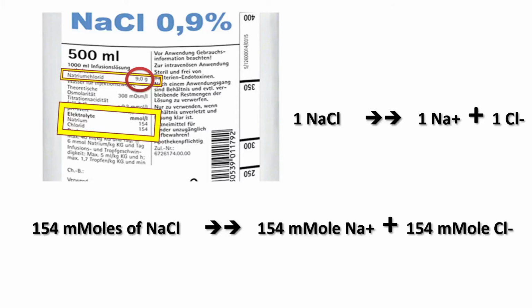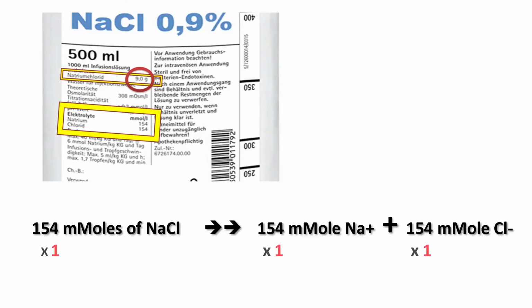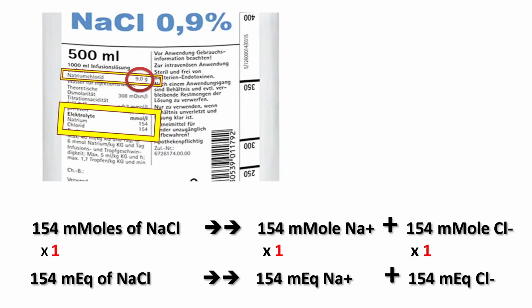Now, to convert it into milliequivalents, what we can do is to multiply millimole values with the respective valencies. Hence, we get 154 milliequivalent of sodium chloride will have 154 milliequivalent of sodium ions and 154 milliequivalents of chloride ions.